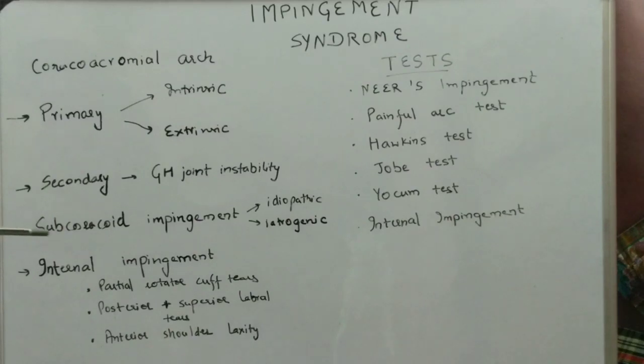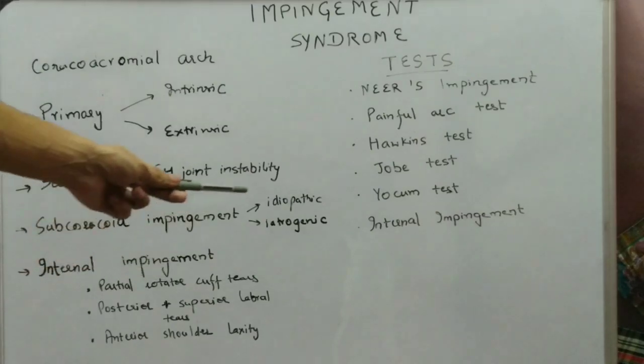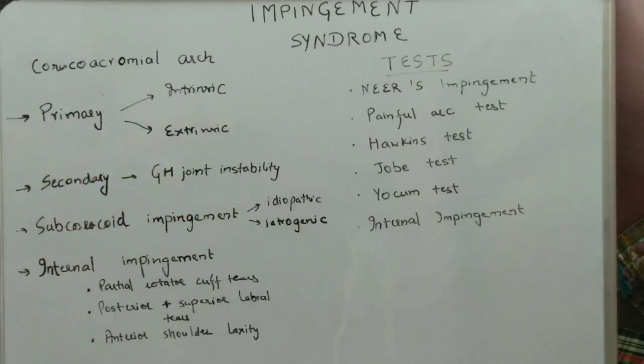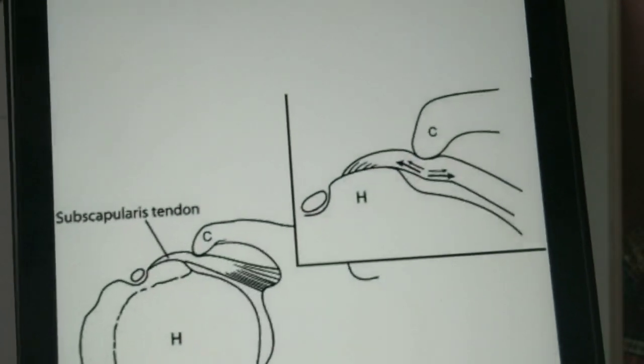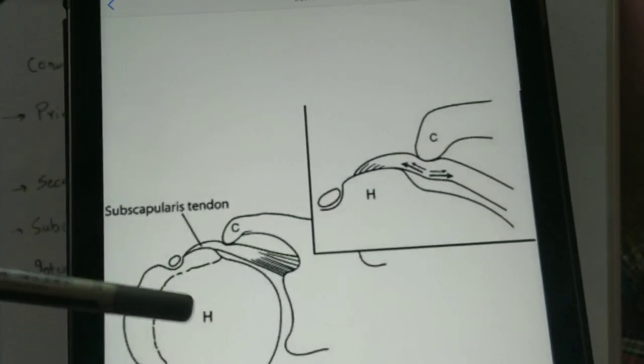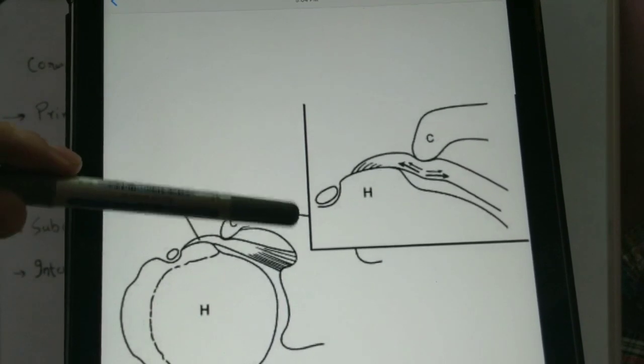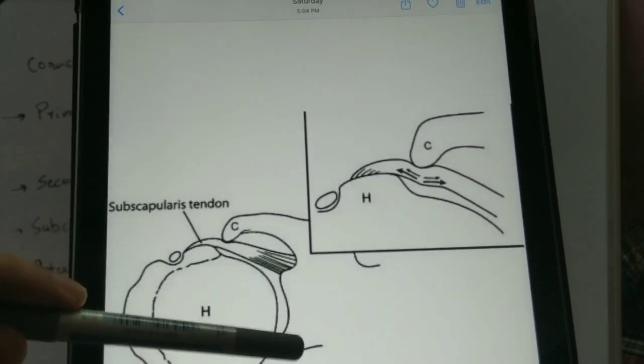The other two types of impingement are the subcoracoid and the internal impingement. Subcoracoid can again be of two types, idiopathic and iatrogenic. So this is the cut section. This forms the humerus, this is the coracoid process, and this is the glenoid.